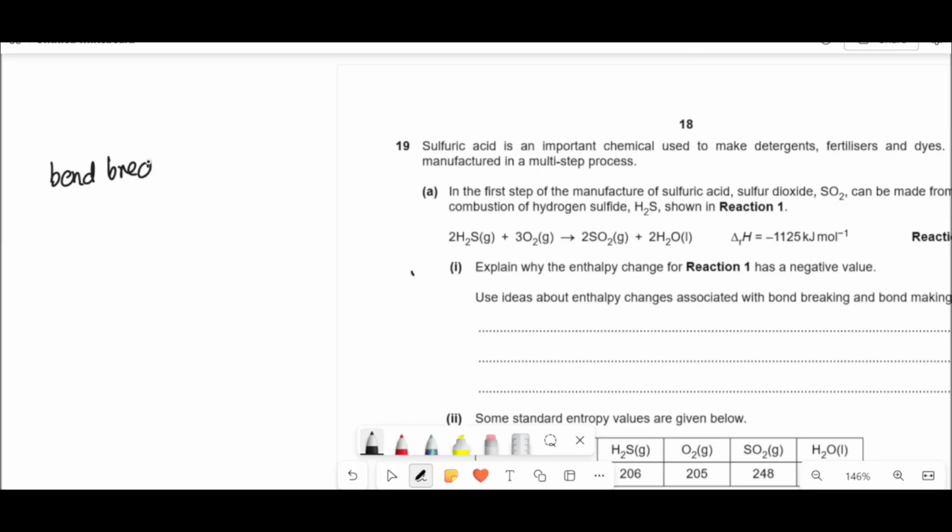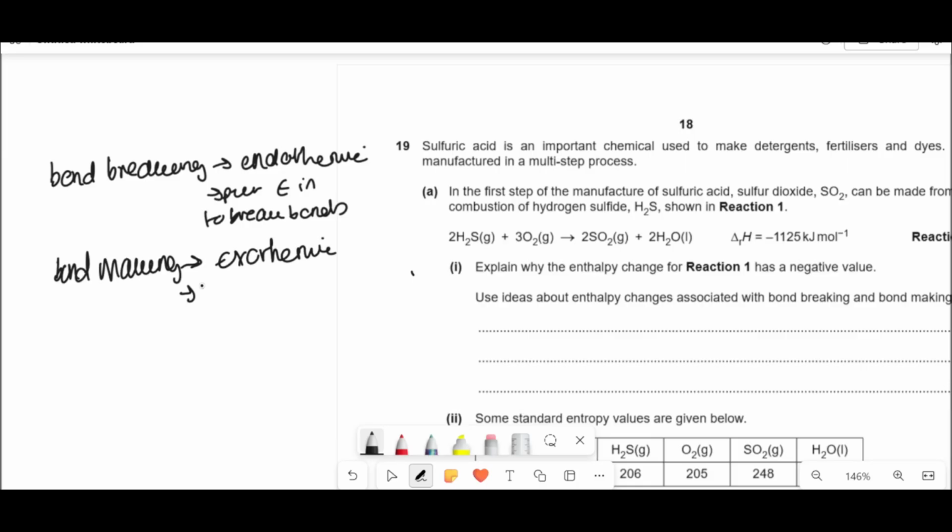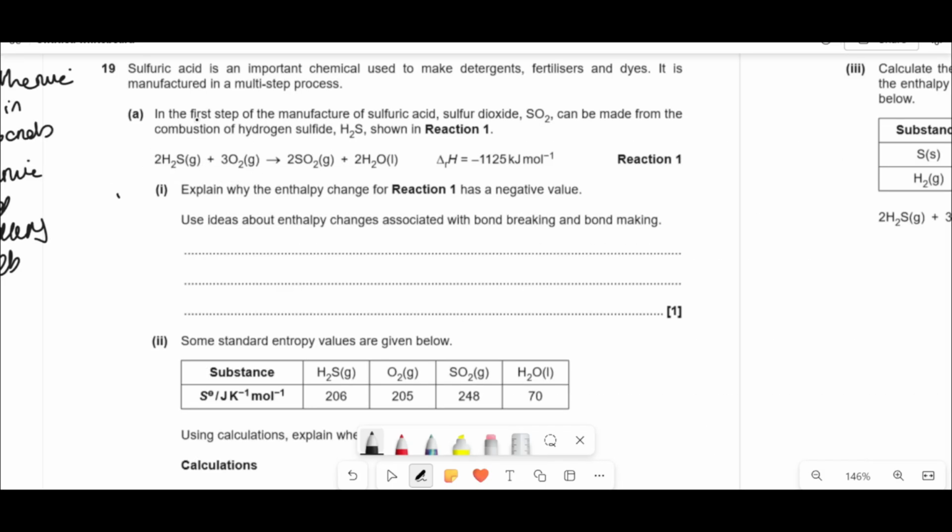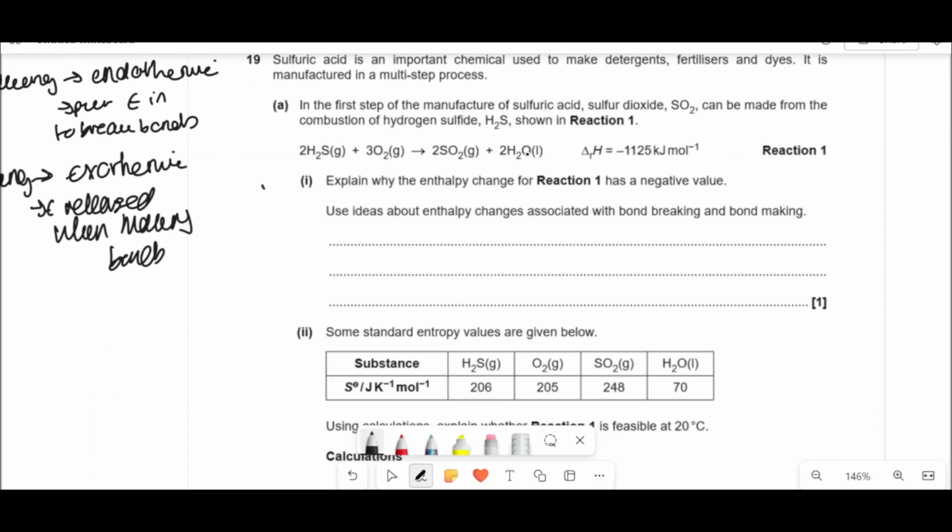Bond breaking is endothermic because you've got to put energy in to break bonds. Exothermic is the opposite, so bond making is exothermic because energy is released when making bonds. So when you're reacting this and this together, you're breaking down the bonds within them and then combining them to make new combinations of bonds. So if the overall enthalpy change is exothermic, it means that more energy was released making bonds than was put in to break the bonds. So you say more energy is released making bonds than is needed to break bonds.